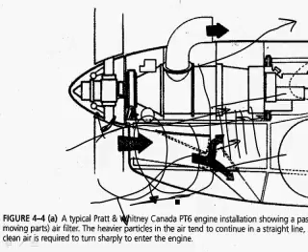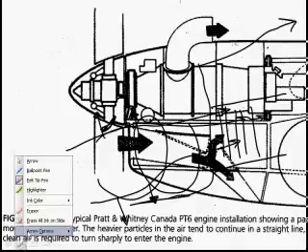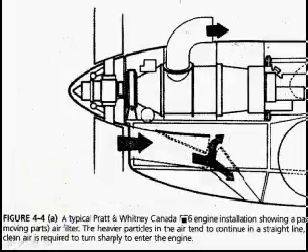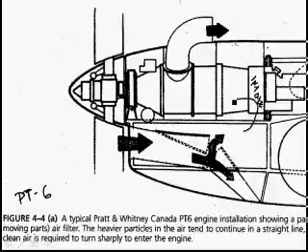Now, there is one airplane that's got a particle separator, or I should say one engine. It's a Pratt & Whitney PT6. And if you go look at the Beech 1900s out at the airport, they have Pratt & Whitney PT6s. And the intake for the engine is actually in the back of the engine, and the airflow comes in, goes through the engine and then makes a turn and goes out. So the engine's actually bolted into the airplane backwards.